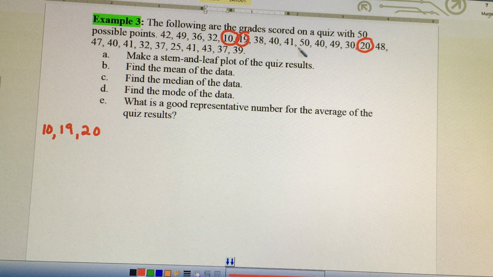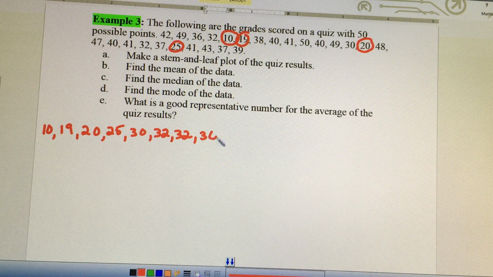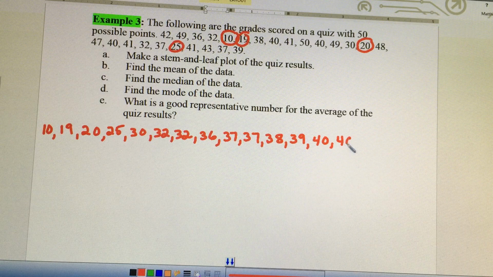There was a 25. There was a 30. 2 32s. I'm going to stop circling them up at top so I make sure I get them all listed. 2 32s, a 36, 2 37s, a 38 and a 39, three 40s, 40, 40, 40. There were also 3 41s. I want to make sure that I list all of the 41s.